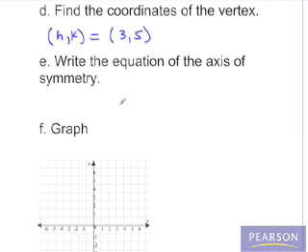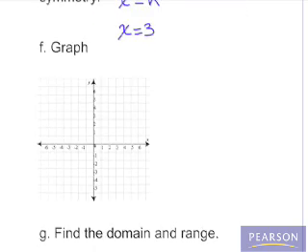Write the equation of the axis of symmetry. That will be the vertical line that passes through the vertex. The vertical line would be in the form of x equals h. So in this case, h is 3, so x equals 3 would be the equation of the vertical line passing through the vertex. We'll go ahead and graph this function.